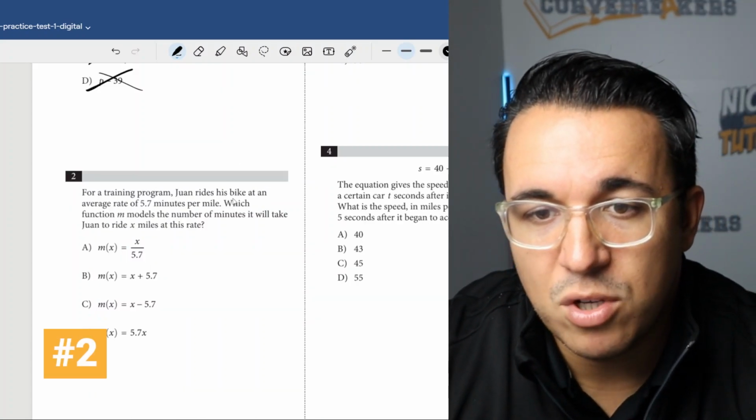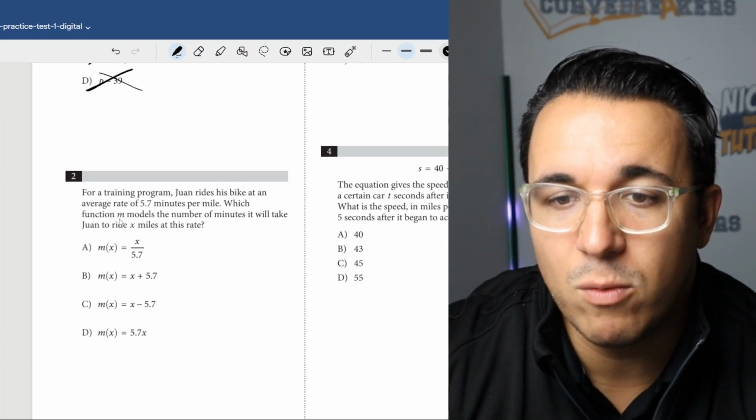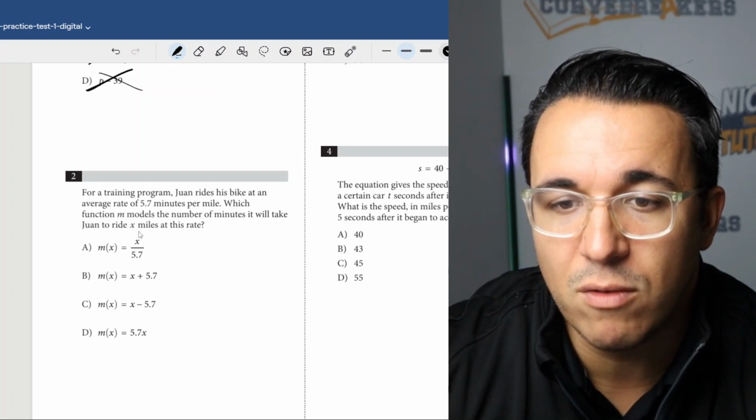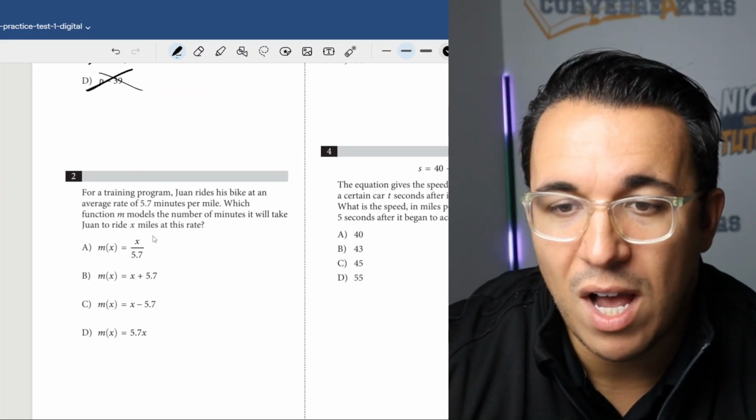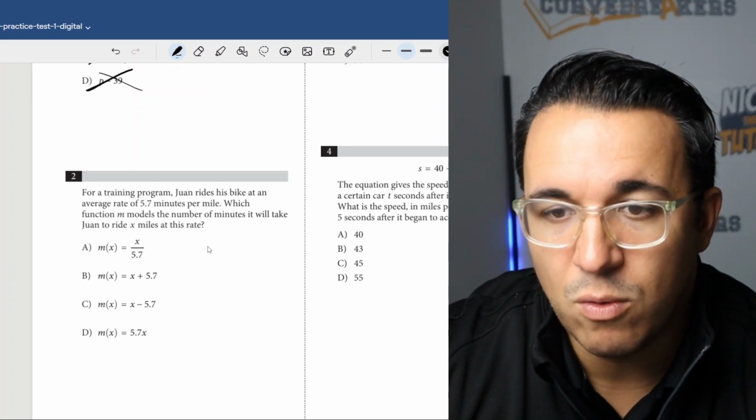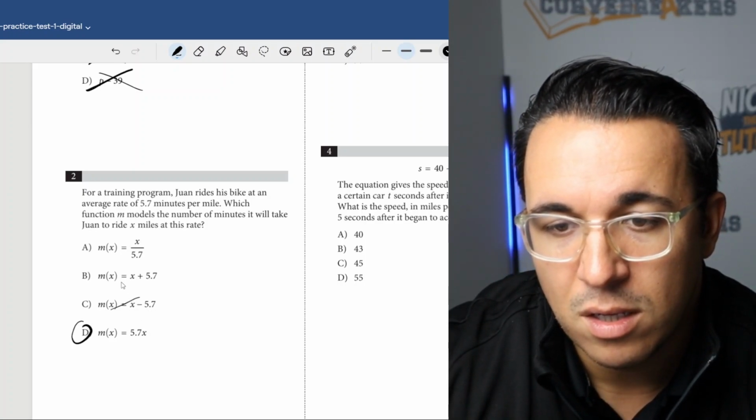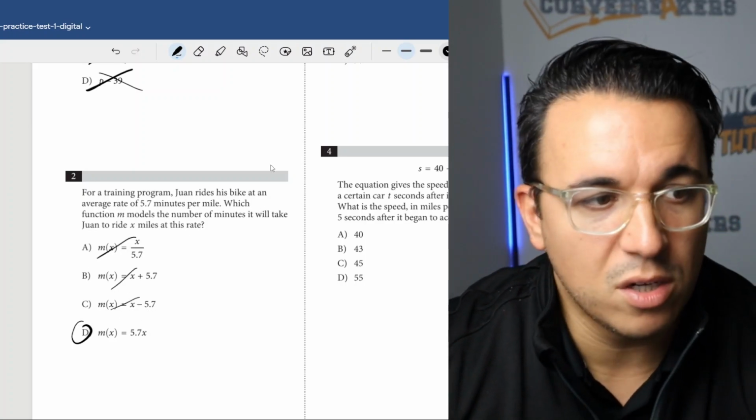All right, let's get into number 2. For a training program, Juan rides his bike at an average of 5.7 minutes per mile. Which function M models the number of minutes it will take Juan to ride X miles at this rate? So say he had to go 10 miles, you would do 5.7 times 10. So I'm going to go with answer choice D here. Once again, the first few are easy, so we're just going to try to blast through those.